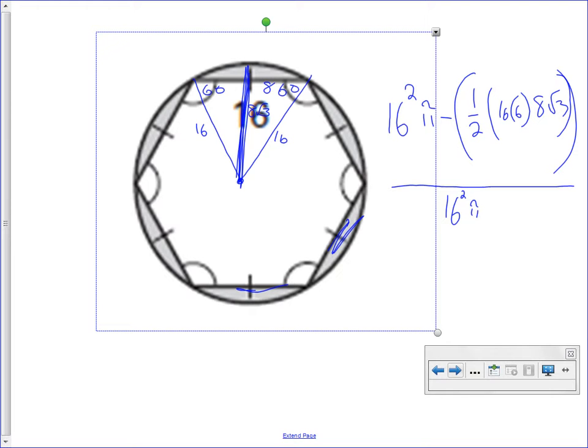The apothem would be 8√3. Perimeter is 16 times 6. 16 squared pi, it's going to be 6 pi. I must have typed something in wrong. What'd you get? I don't know what I got. I got 74. All right, I got 139 and change for that, for the top.